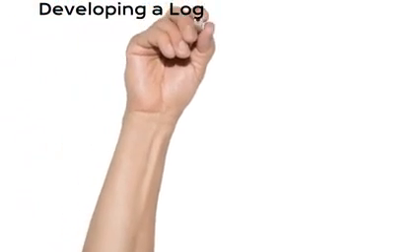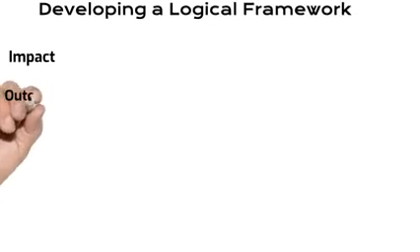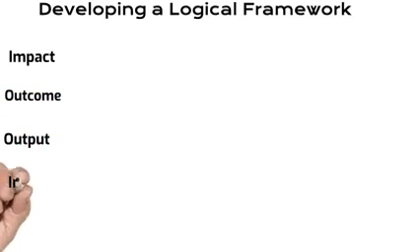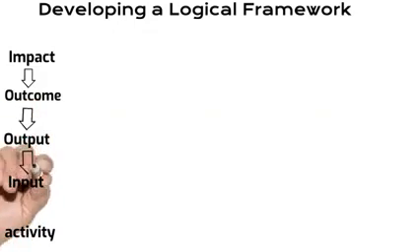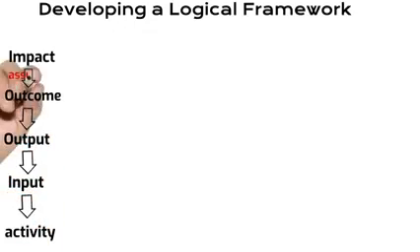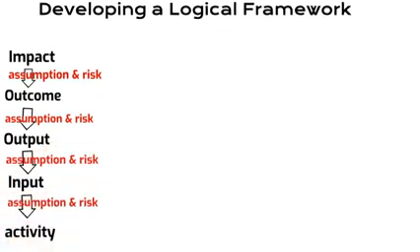But how do you develop a logical framework? To create one, we need to link the impact, the outcome, outputs, and the activities with a logic. We usually start with the impact or the goal and come down towards the activity. At each step, we also have the assumptions and the risk.